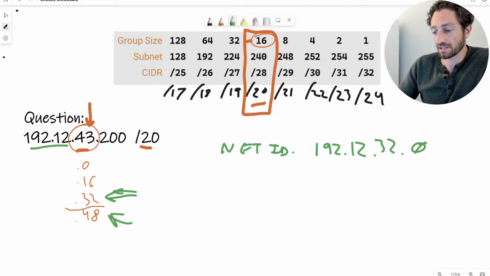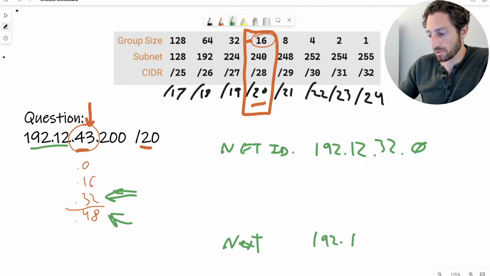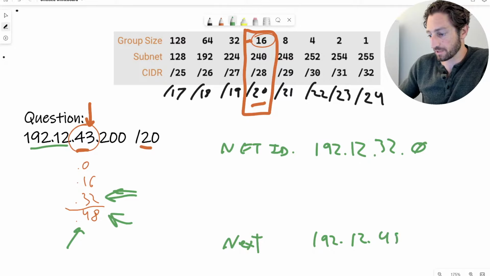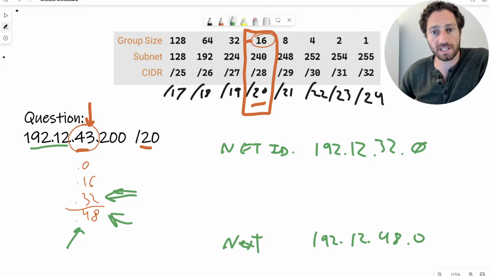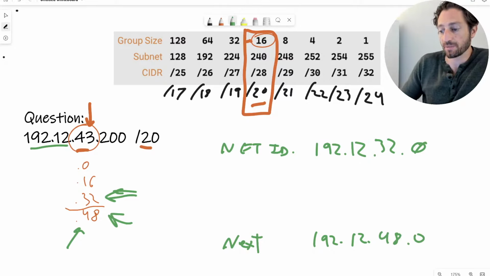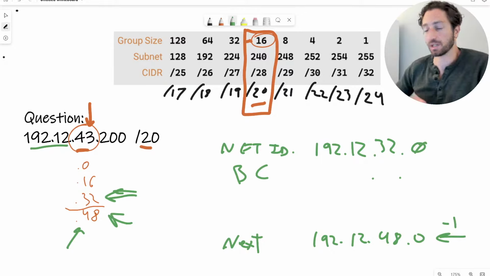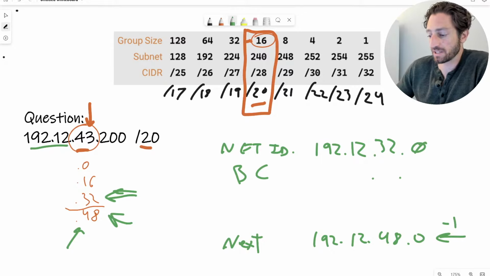And then the next network, I'll put that down in here, will be 192.12, and then this guy right here, 48.0. That's going to be my next network. And so if this is my next network, this tells me that my broadcast IP address is going to be this guy minus 1. Now, when you're doing minus 1, it isn't that you're just taking this 48 to 47.